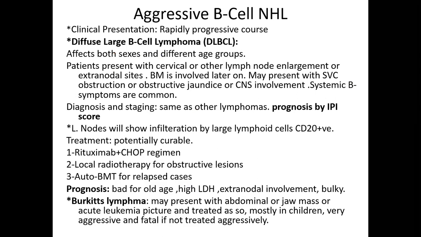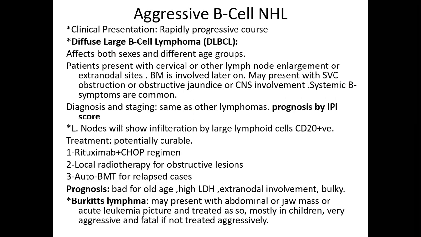The diagnosis depends on finding B cell markers on the lymphoid cells. As I said, CD19, CD20, and CD79B. Prognosis depends on the IPI score.